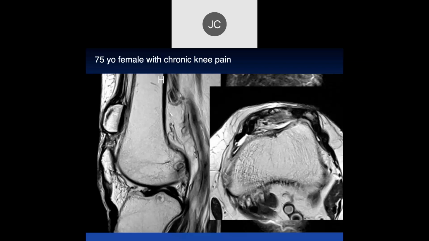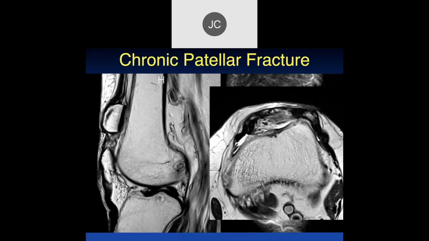Where'd you do your orthopedic training, John? Which one would you remove, the distal one or the proximal one? So this is a chronic transverse fracture. And the margins are corticated on either side. So this is a chronic patellar fracture.